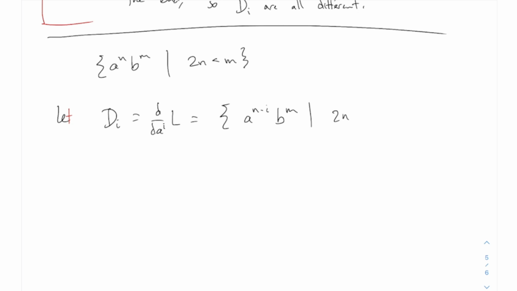I saw some controversy about, should I also change this over here, subtract i from this n over there? The answer is no. All you're doing is taking this set of strings which look like that, where there's a relationship between n and m, and you're taking away some of the a's, like this. But they still have the same relationship between n and m. The original n and m still have that same relationship. All right?